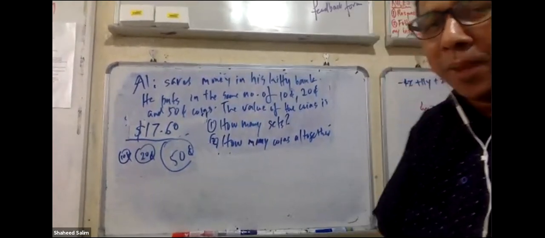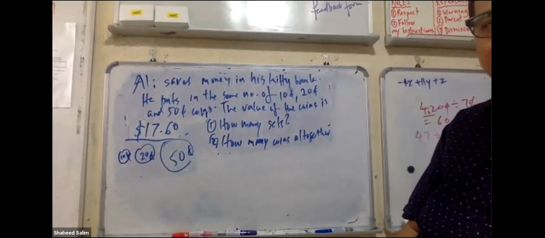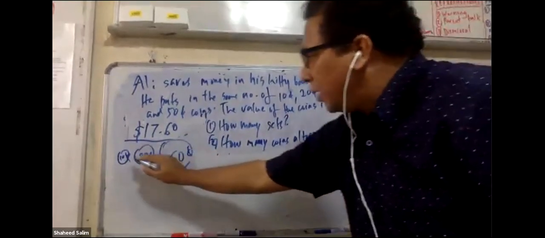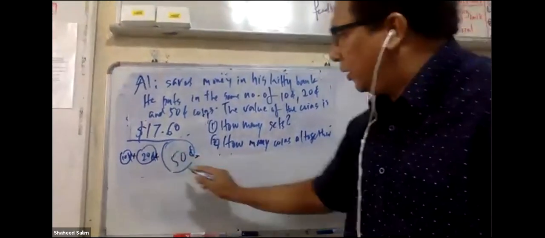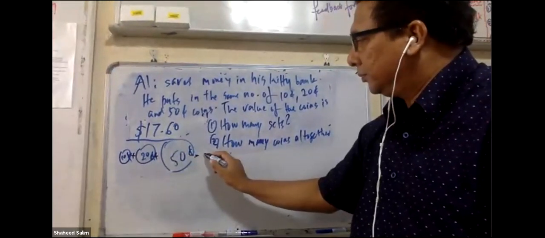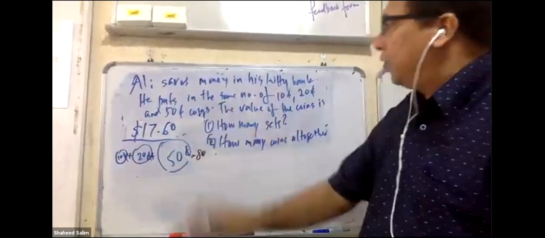Okay, we got to go back to the thing. I'm going to have to explain now. Okay, here we go. So one set, we take 10 cents plus 20 cents plus 50 cents. How much is this, Raihana? 10, 20, 50. How many cents? 80. So one set of coins, we count in terms of set because they are the same number of 10 cent, 20 cent, and 50 cent coins.